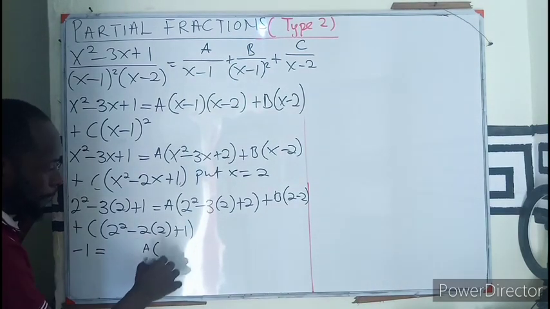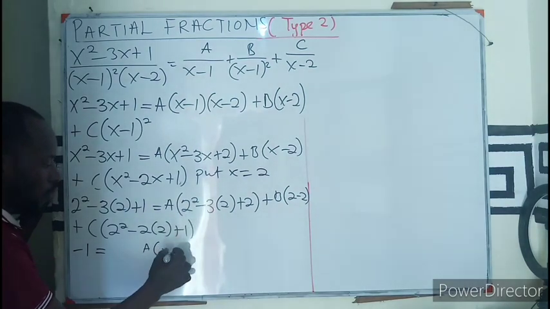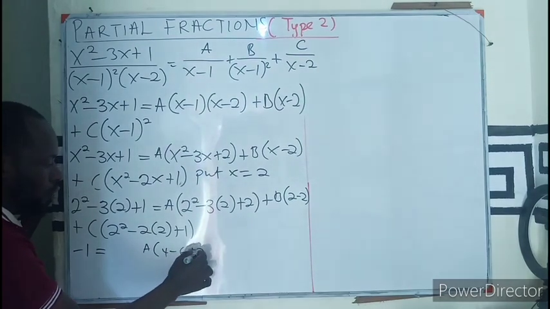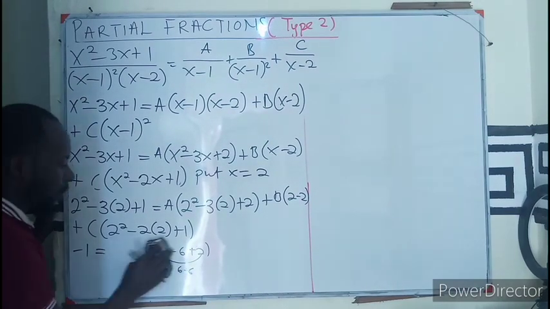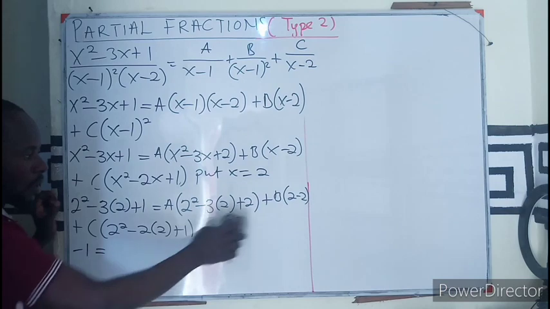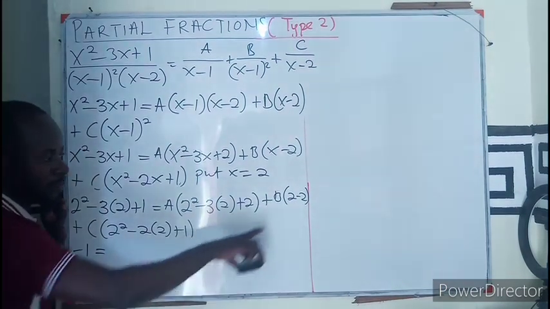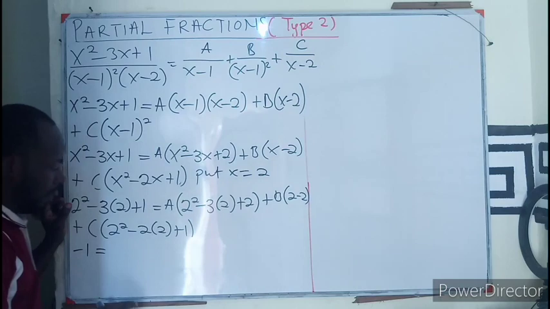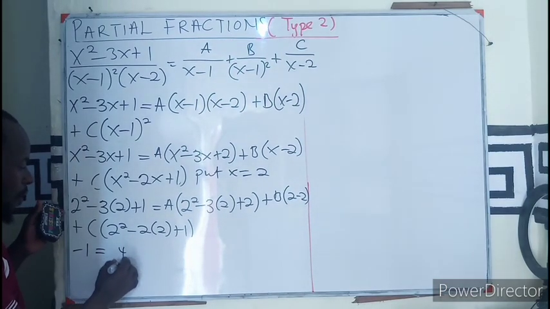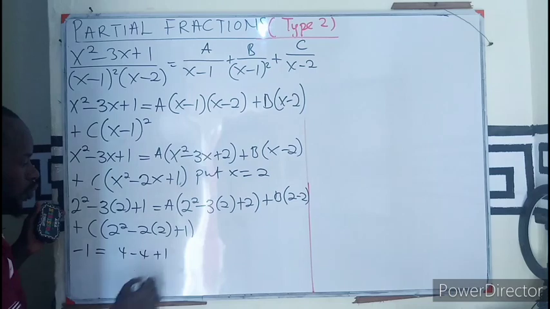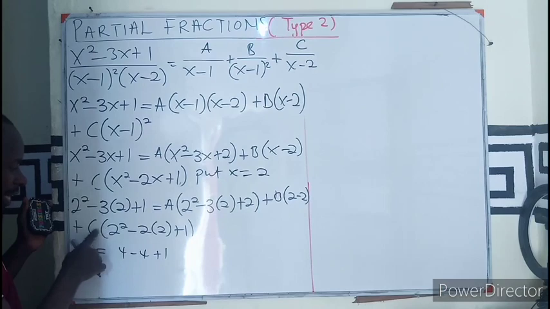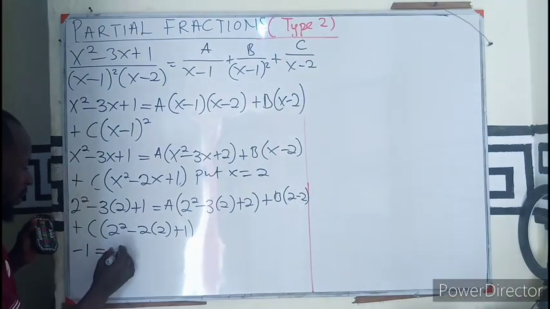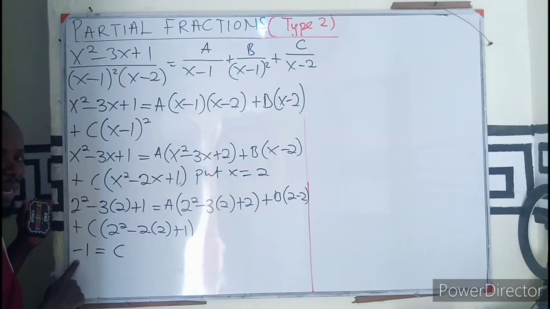So let's have our a. 2 squared is 4. 3 times 2 is 6, minus 6, plus 2. 2 plus 4 is 6. 6 minus 6 is 0. So a is gone. Obviously, b is also going to be gone because 0 will be here. 2 minus 2 is 0. So let's check the c. 4 minus 4 plus 1. 4 minus 4 is 0. So 1 in this bracket times c will give us only c. Meaning the value of c is minus 1.